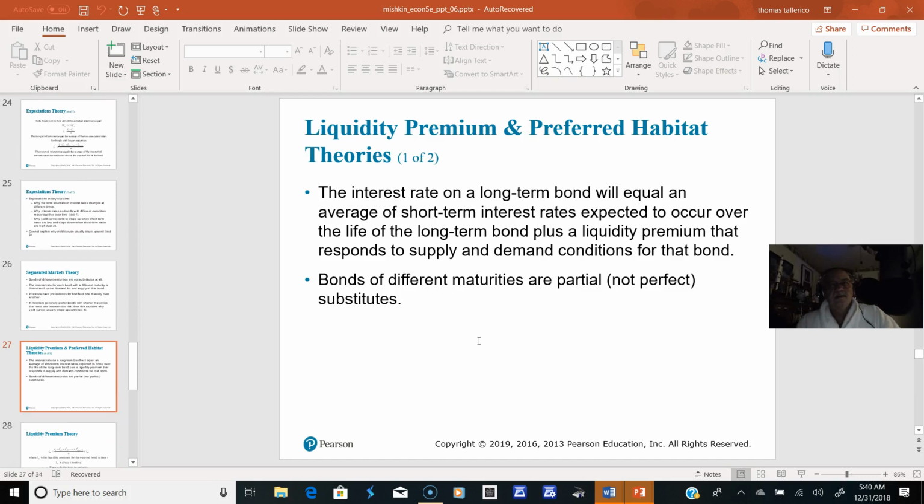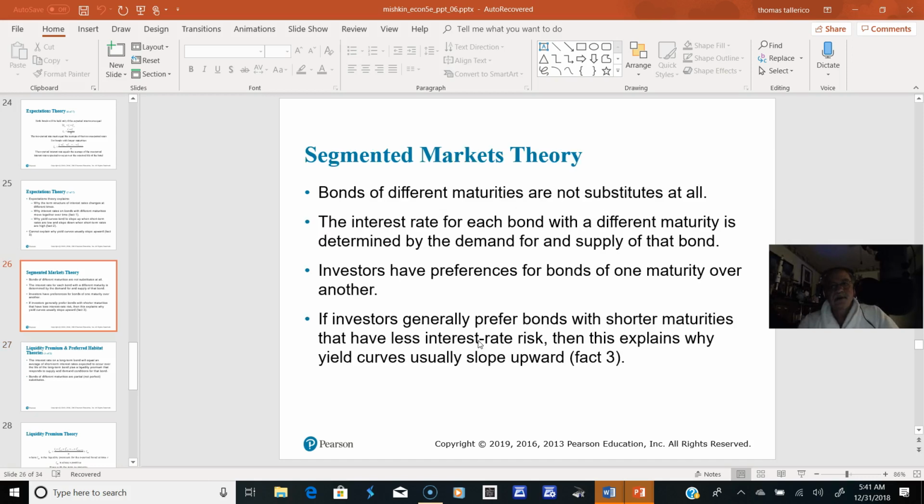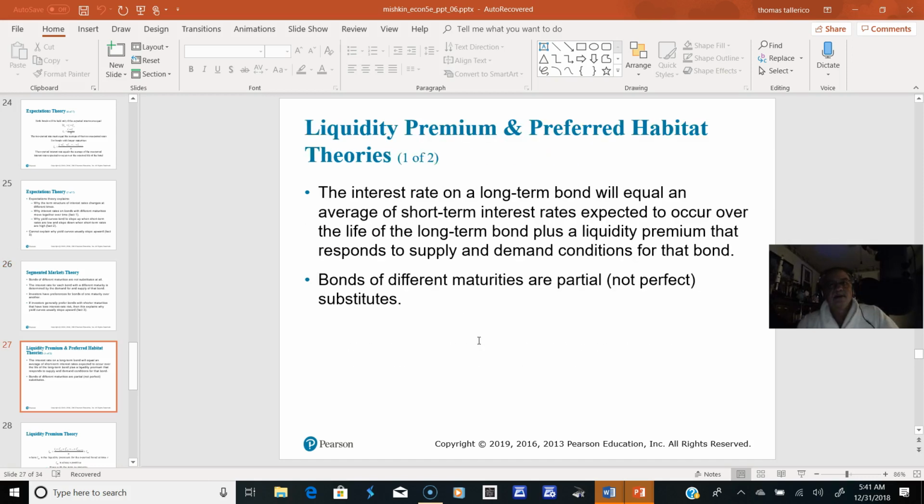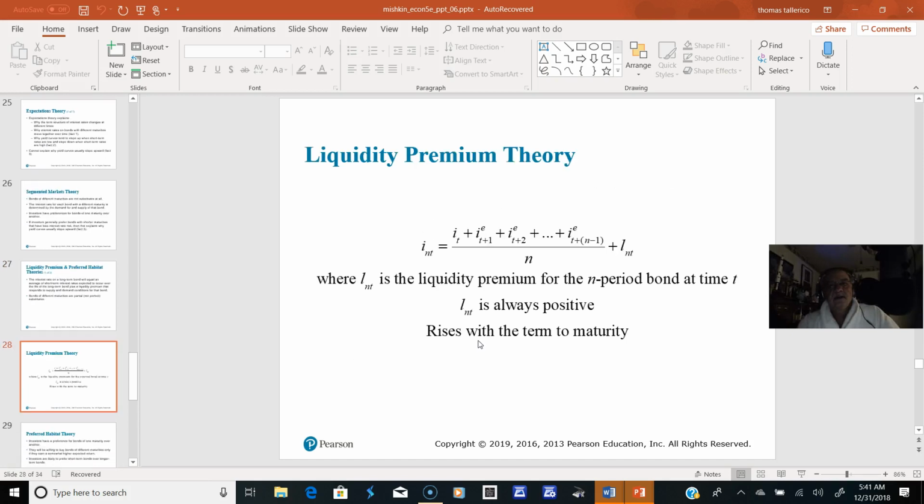All right, so the liquidity premium and preferred habitat theory basically says the interest rate on a long-term bond will equal an average of short-term interest rates expected to occur over the life of the long-term bond, plus there's a liquidity premium, right? That will basically respond to whatever the supply and demand conditions are for that bond. So this is the third theory, the liquidity premium and preferred habitat theories. So here's the liquidity premium theory going through a little math.